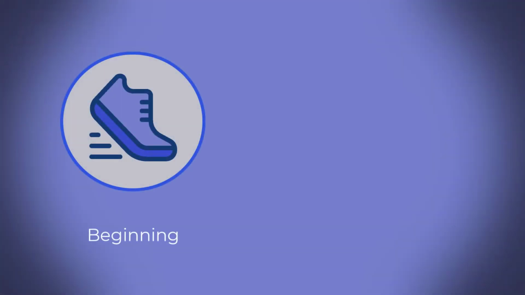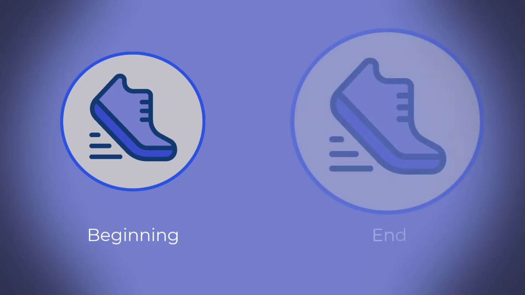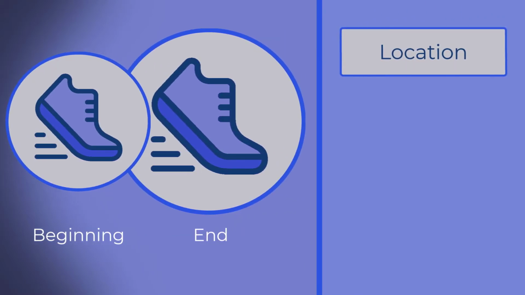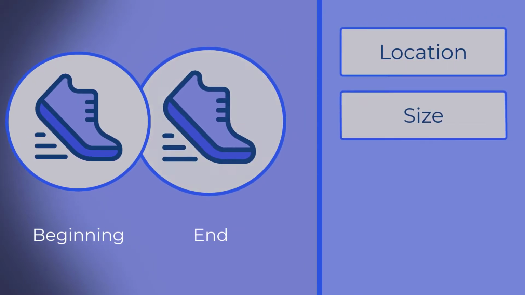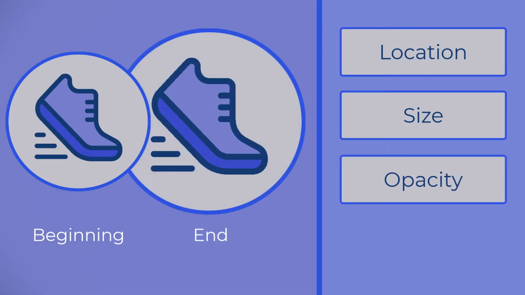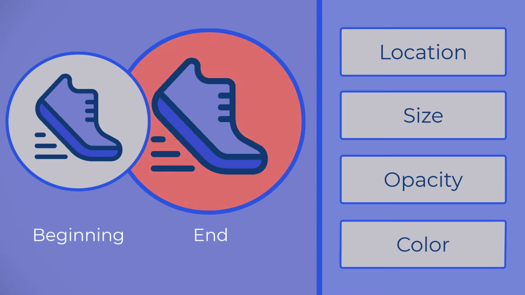So when doing an animation, what we need to think of is where do you want the beginning of the movement to start and what do you want it to look like? And then, what do you want the end movement and look to look like? This could be where you want it to move. This could be a different size. This could be if you want it to be see-through and have opacity with it. If you're using annotations, do you want the color to change?